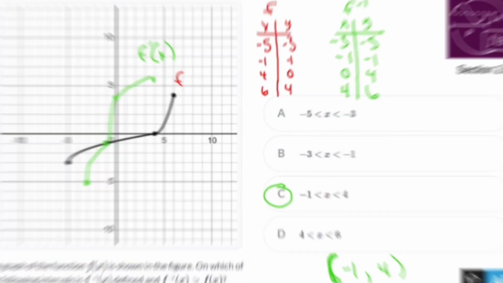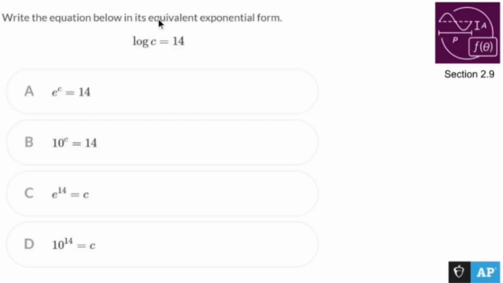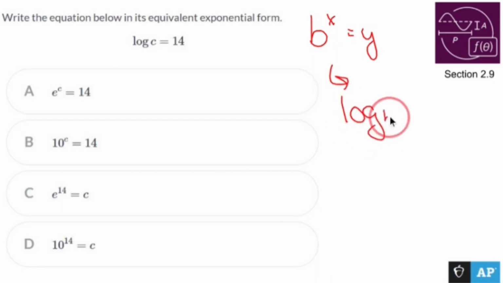Hope this helps. Write the equation below in its equivalent exponential form. All right, well, exponential form looks like this: b to the x equals y. I could take something that looks like b to the x equals y and rewrite that as log base b of y equals x.